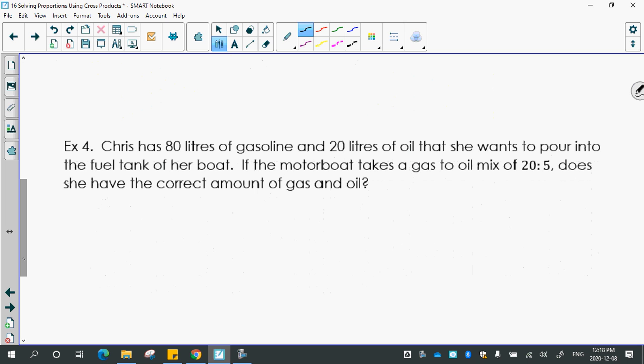Chris has 80 liters of gasoline. Let's run out of highlight, I think I'll just underline. 80 liters of gasoline and 20 liters of oil that she wants to pour into the fuel tank of her boat.